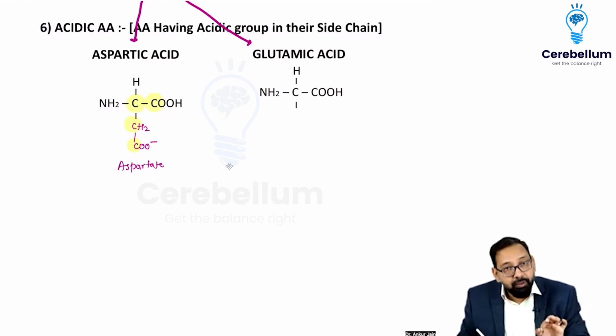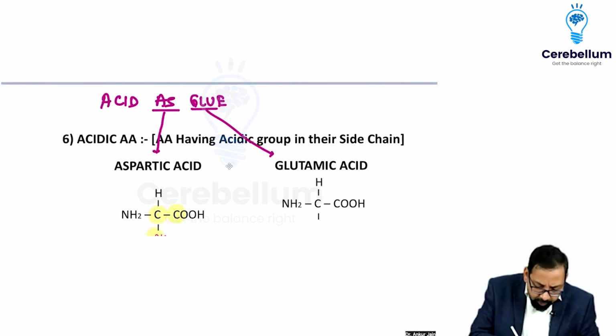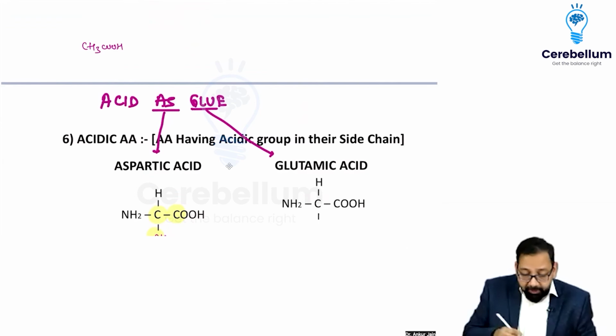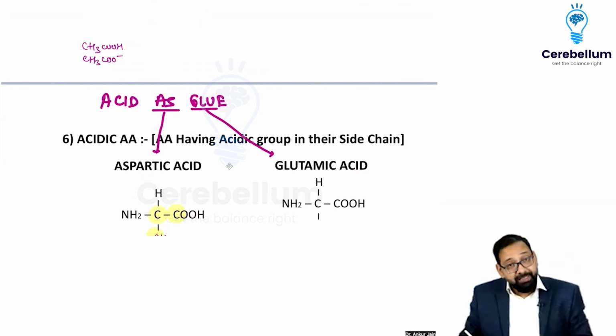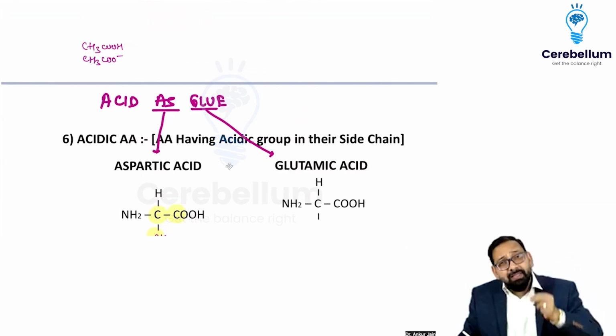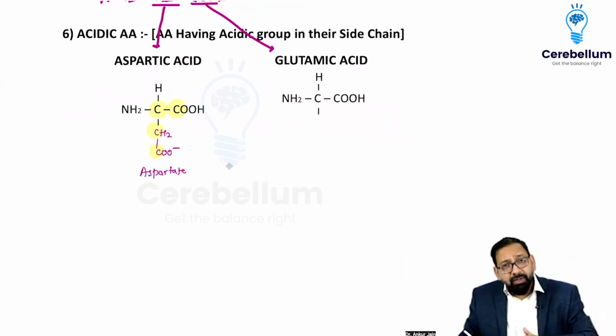This is not a new thing. We have discussed this same part with acetic acid. Just to recall, CH3COOH, this is acetic acid. If it is ionized, CH3COO minus, this is acetate. So acetic acid, acetate, acetyl coenzyme are the same. In the same way, aspartic acid and aspartate are the same for question purpose.